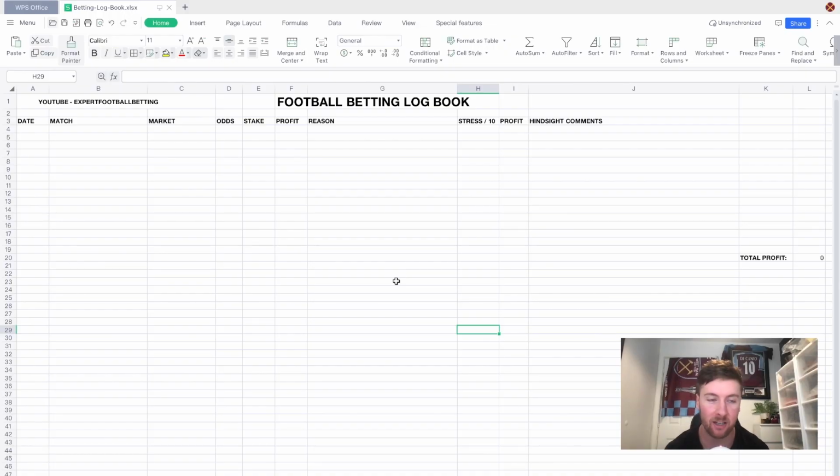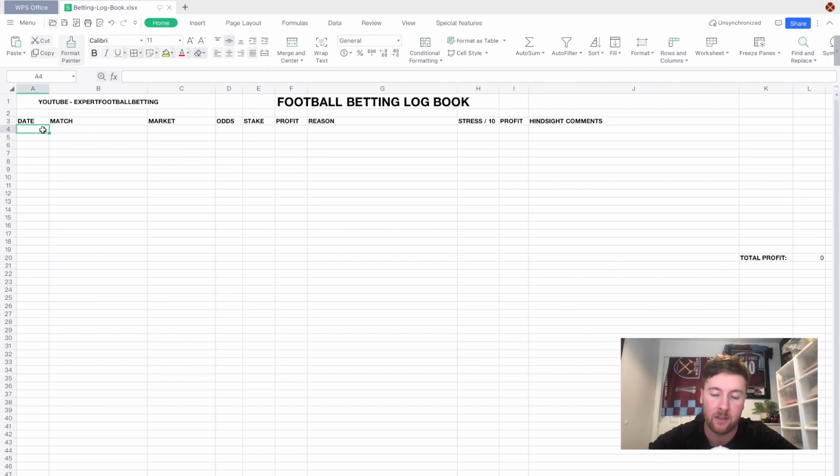Okay, so here it is, guys. I told you it was basic. And you're probably thinking, what is this? This is not going to help me. But believe me, this will be the best betting tool you have ever come across. It's so basic, but it's going to improve your win rate. I promise you.